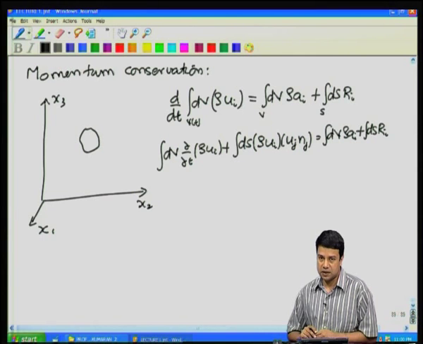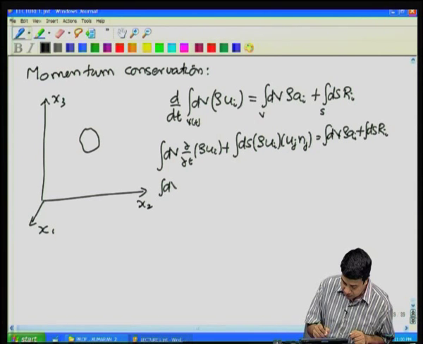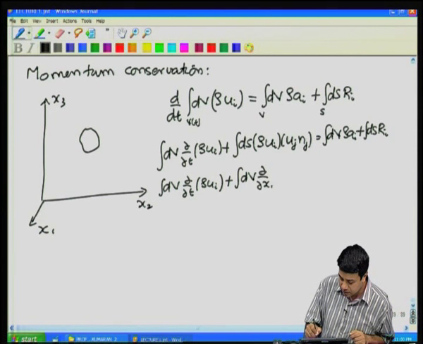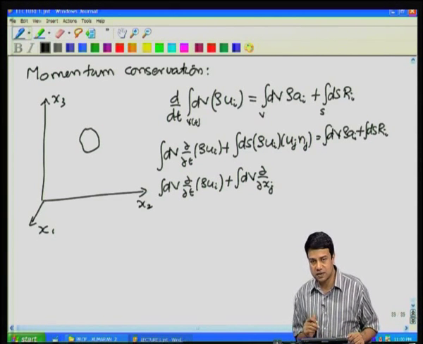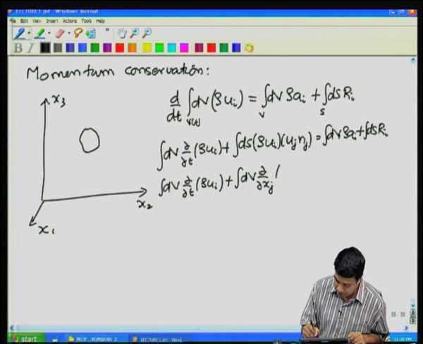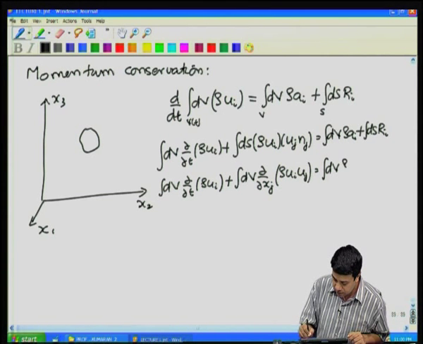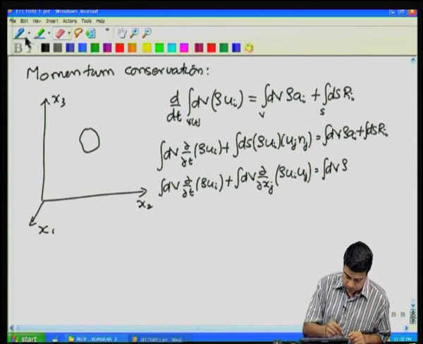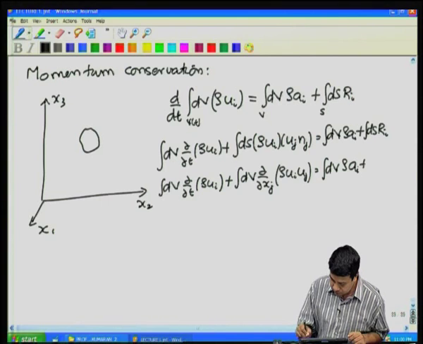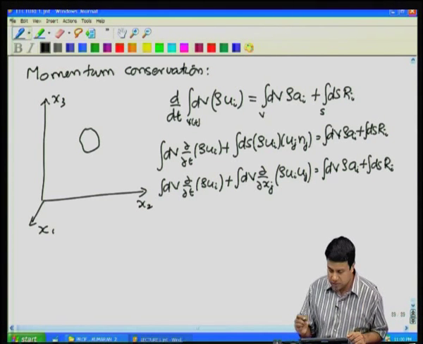For the second term on the left, you can use the divergence theorem once again to get integral dV of partial by partial t of rho u_i, plus integral dV of d by dx_j. Note that the unit vector n had index j, so the divergence has to be with respect to that same index, of rho u_i u_j, equal to integral dV rho a_i plus integral over the surface of the surface force.